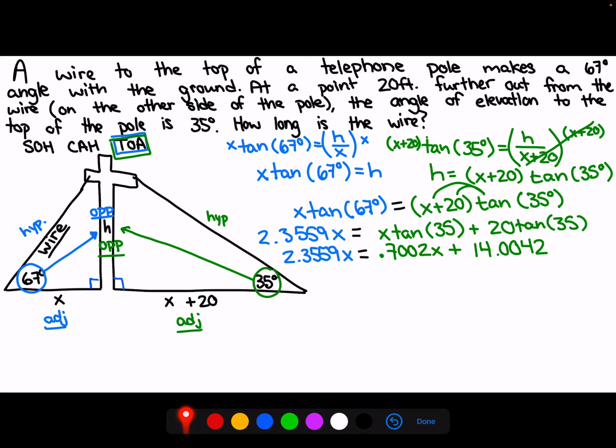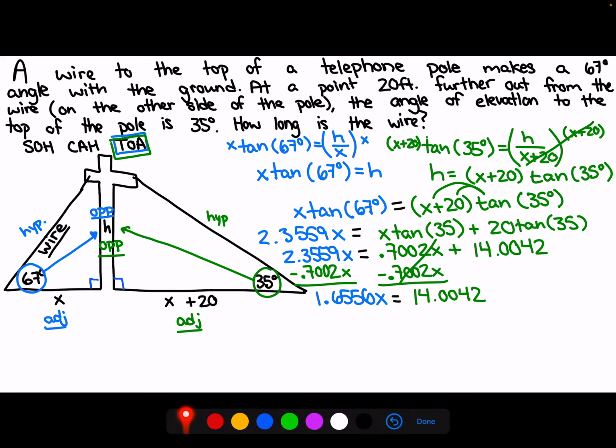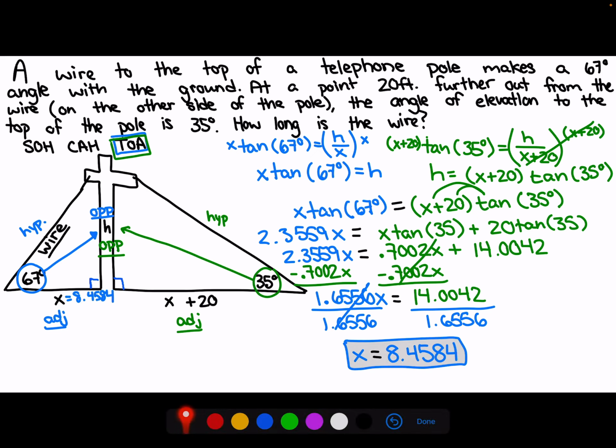At this point, I'm going to go ahead and move my x values all to one side of my equation by subtracting 0.7002x from both sides. This will leave me with 1.6556x equals 14.0042. At this point, I go ahead and I divide both sides by 1.6556, and that will leave me with my final answer for the distance from the telephone pole as 8.4584.